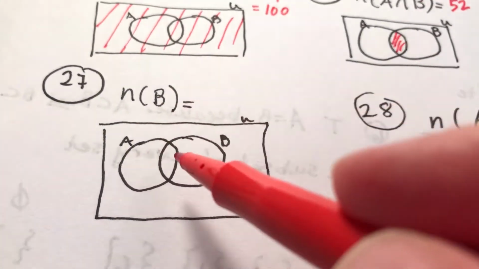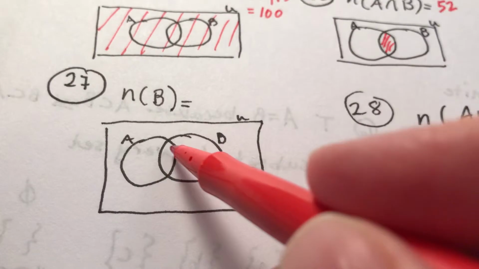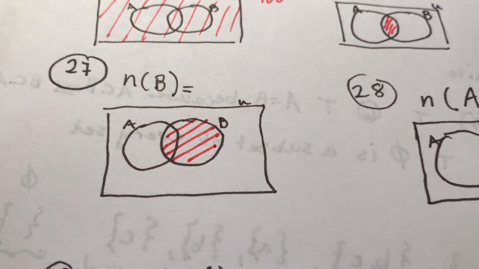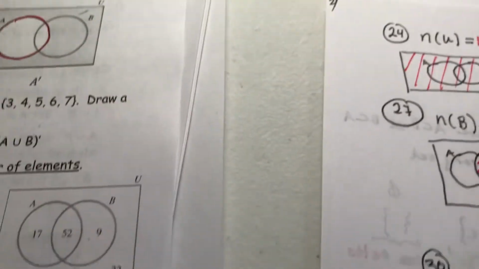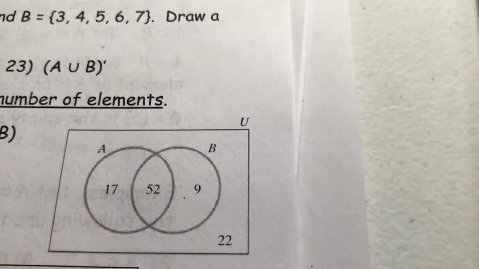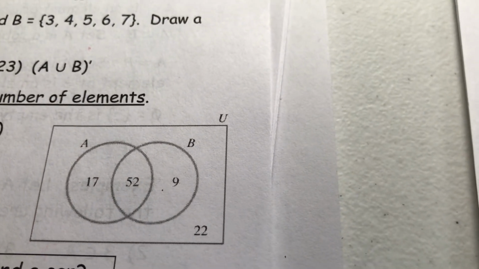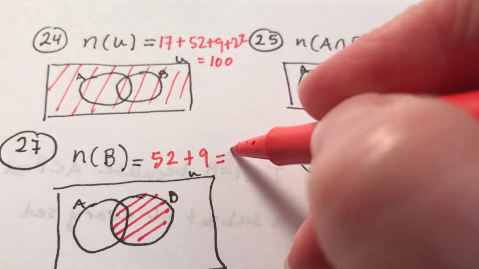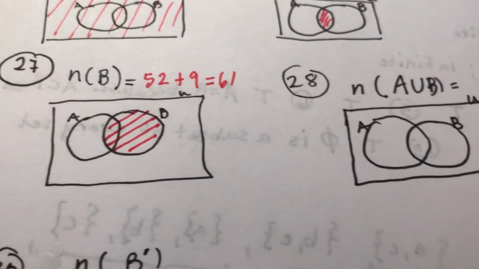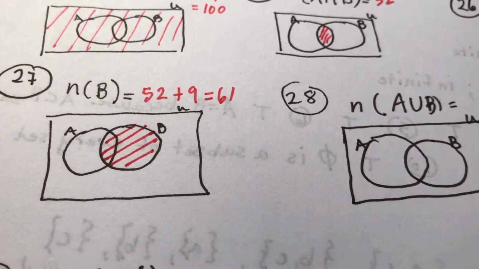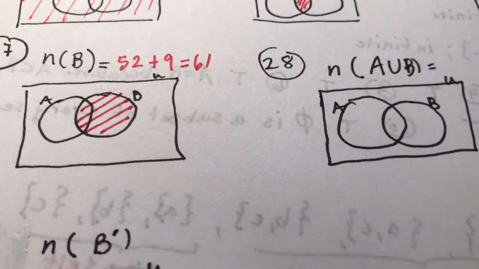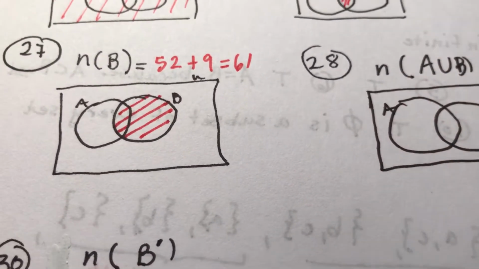27, the number in B. So this is what I want. I drew this, and I'm talking about the number in here, in that set. So what's that going to be? 52 plus 9. So what is that? 61? Yeah. 52, yep, 61. So this is, the Venn diagram really helps to understand what set we're talking about.